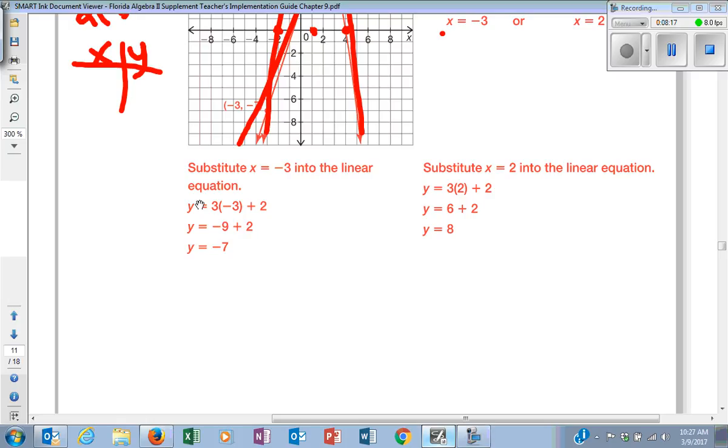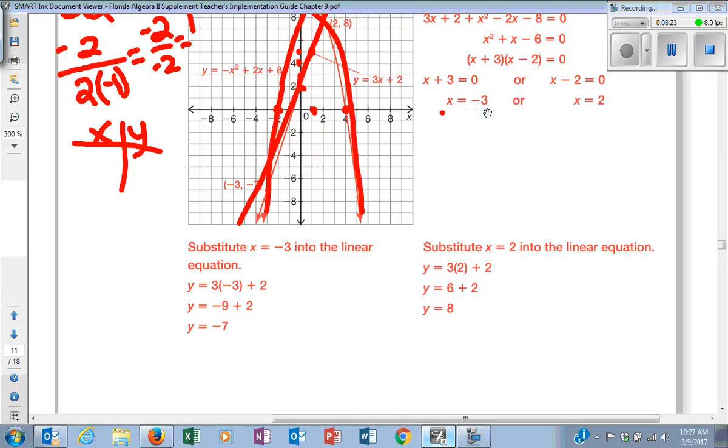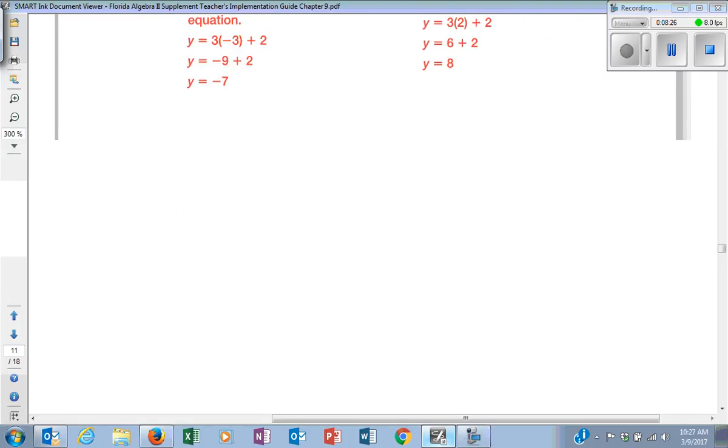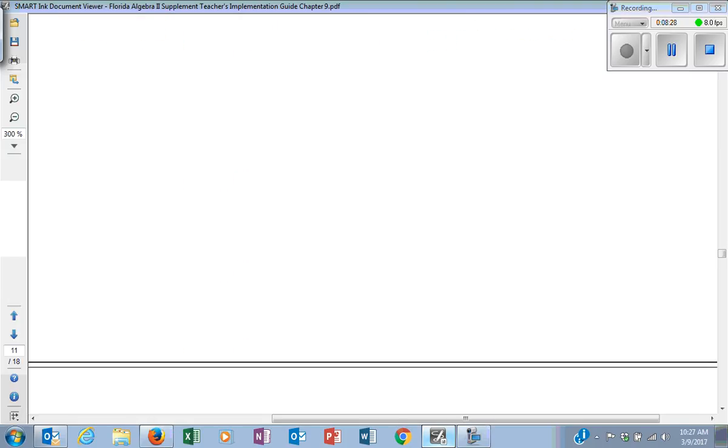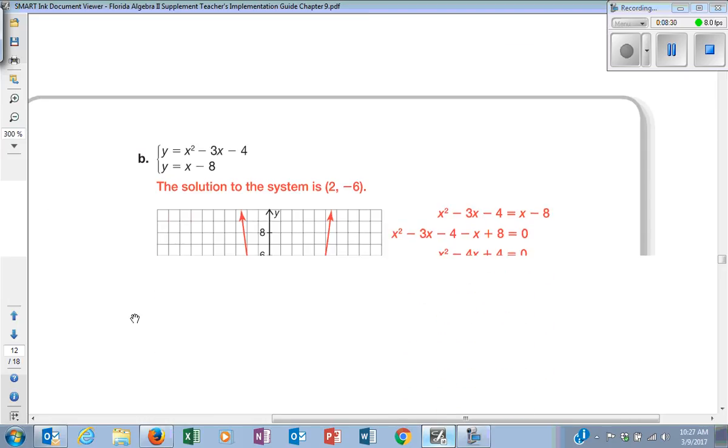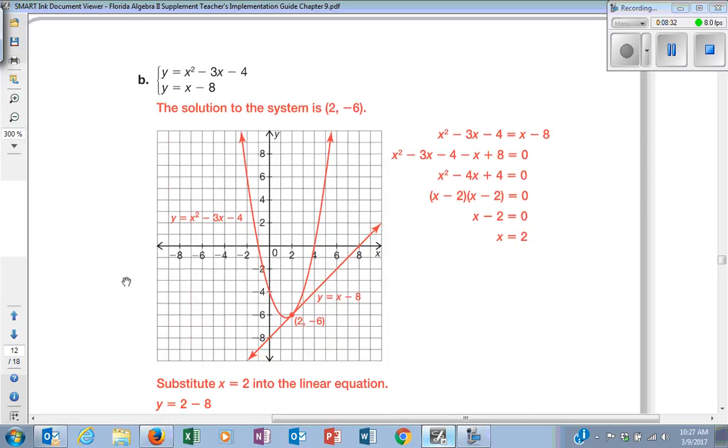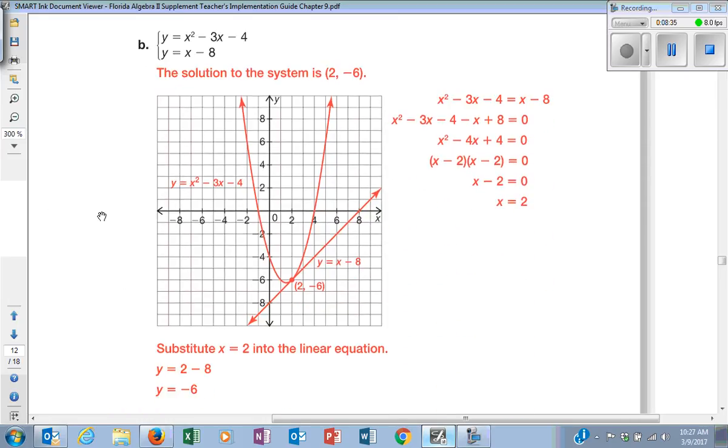This is that substituting in the -3 and finding out what the y is. This is the substituting 2 in, which were these answers from up here. We're just finding those ordered pairs. Just another example. It's the same thing, but now they're showing you where it has only one answer. This is what it would look like.